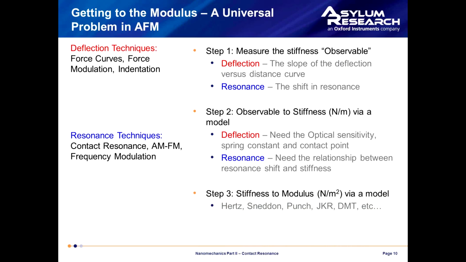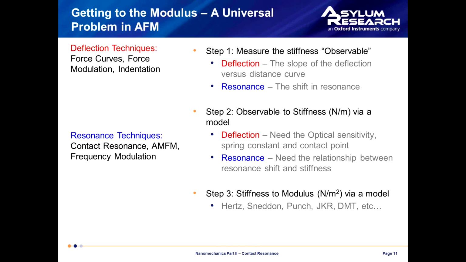Now, all of the techniques then, once you have the stiffness, we have another modeling step, and this is one where probably there's even more range of variation in how good the models are, and there's a lot of discussion in the literature and so on about different models. But there has to be some model that connects stiffness to the actual modulus in units of newtons per meter squared, whether it's the Hertz, the Sneddon, Punch, JKR, DMT, and so on.